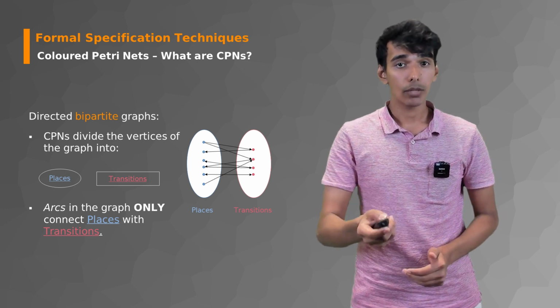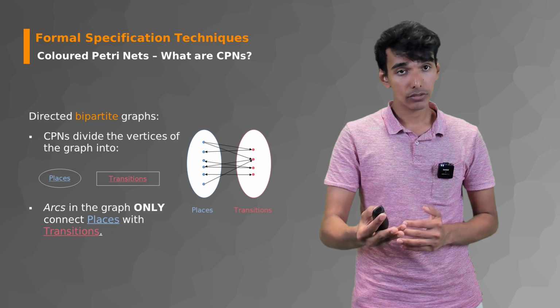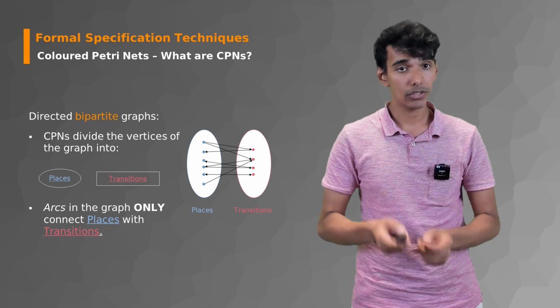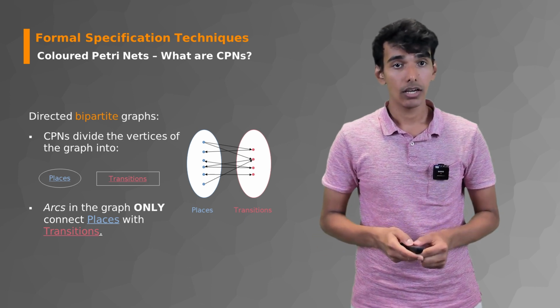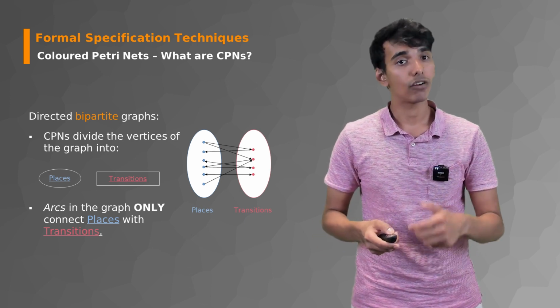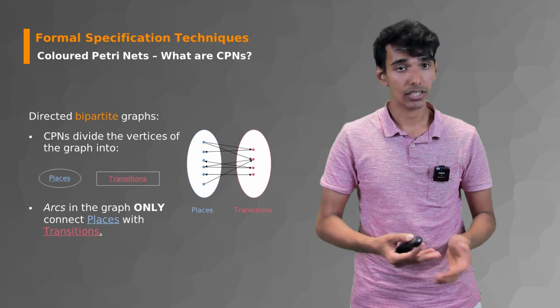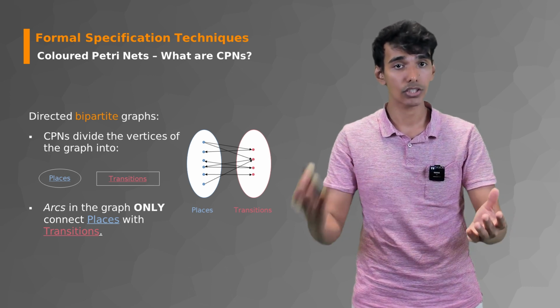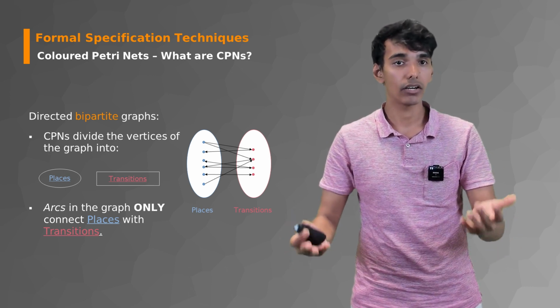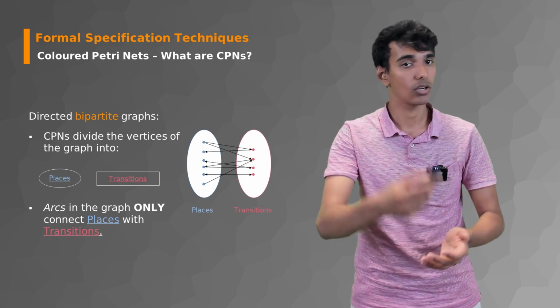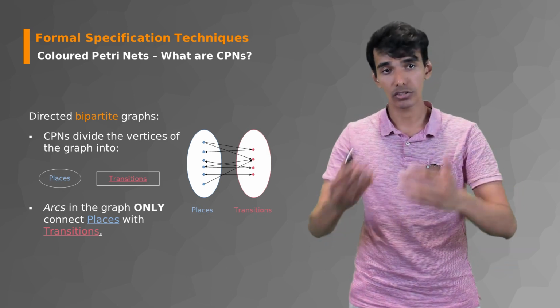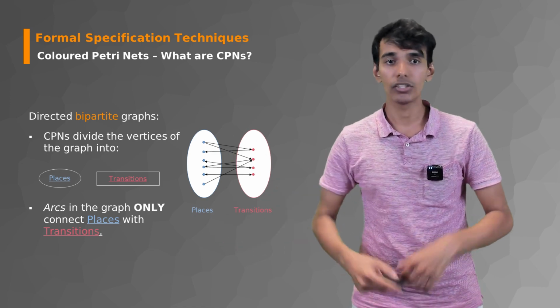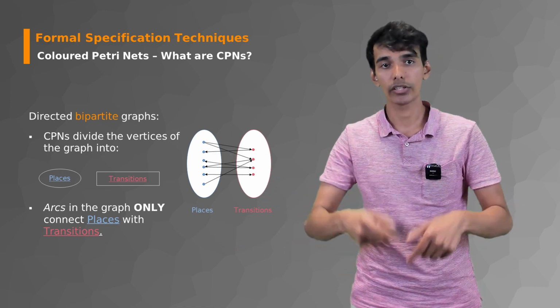And when we talk about the edges of graphs, when it comes to colored Petri nets, we call them arcs and not edges. And essentially the rule, and why it's called a bipartite graph, is that you only connect places with transitions, but you never have an arc coming from a place to another place. So you can have an arc coming from a place to a transition to another place, but you never have a transition going to another transition.